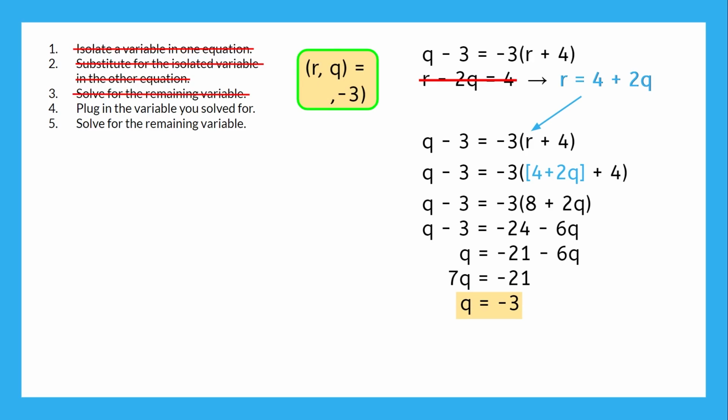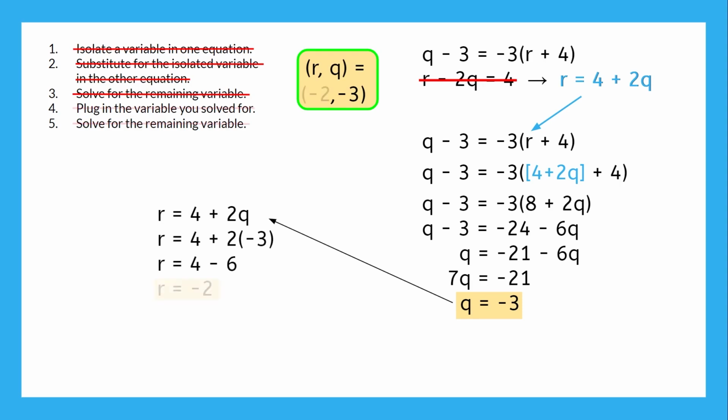Now we take that value and plug it into one of the original equations. The second equation is simpler, so we'll use that one. Plug in -3 for q, and then simplify, and we get that r is -2.